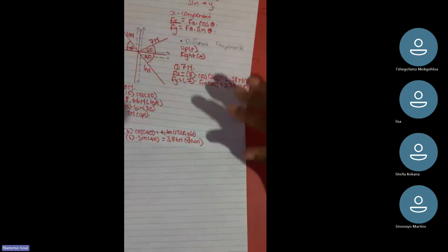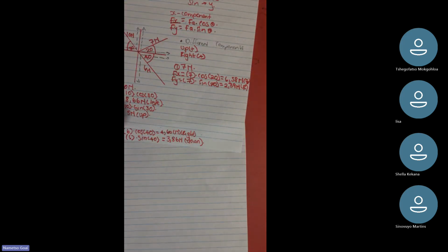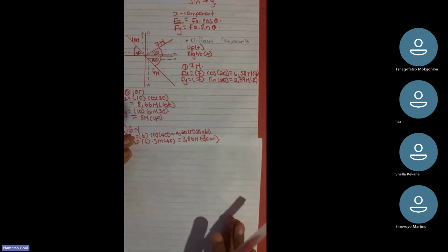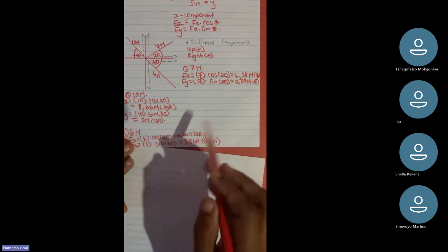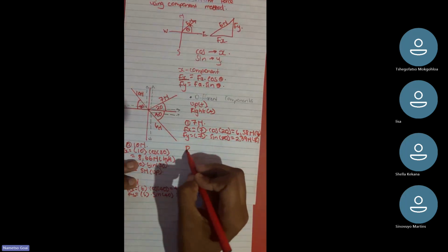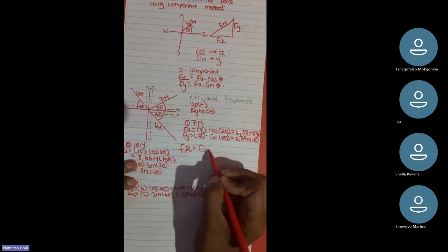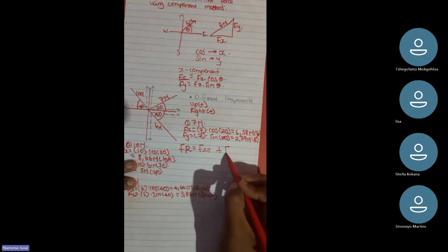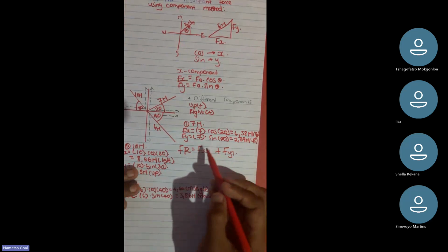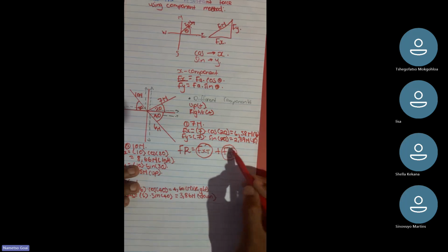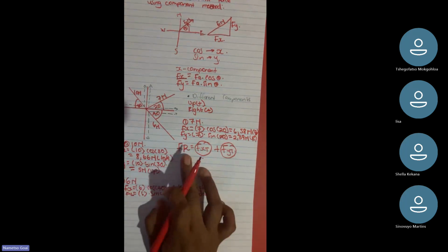Okay, so we know what FR is, right? We know that the resultant force is the sum in components. Once you've broken it down into components, FR will just be the Fx total plus Fy total, right? So we have to find the sum of the Fx and then find the sum of the Fy so that we can find the FR.